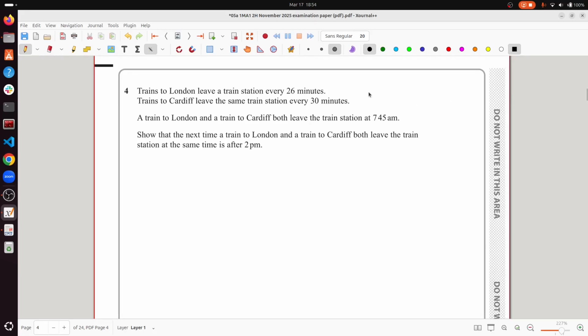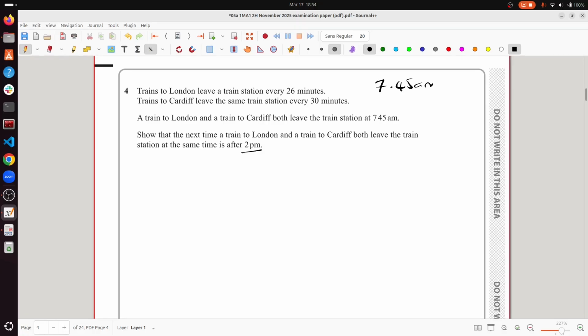So it says a train to London and a train to Cardiff both leave the train station at 7:45 a.m. They both leave at that time. Show that the next time a train to London and a train to Cardiff both leave the train station at the same time is after 2 p.m. So when they both leave after that time again, it should be after 2 p.m.